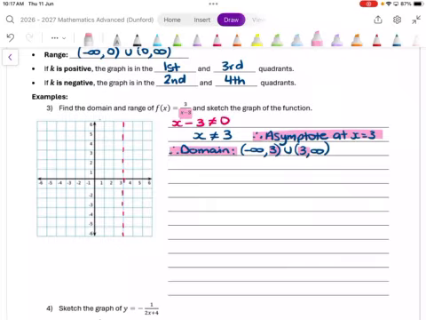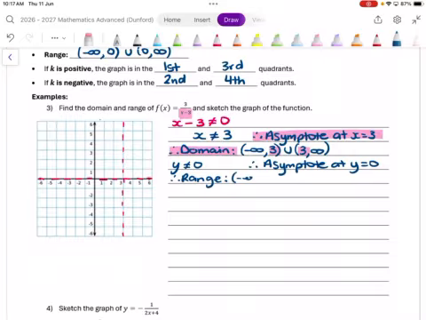Okay, what we also have is that y can't equal 0. So therefore, we have an asymptote at y equals 0. And that then helps us with our range. So therefore, our range is going to be negative infinity to 0 and 0 to infinity.